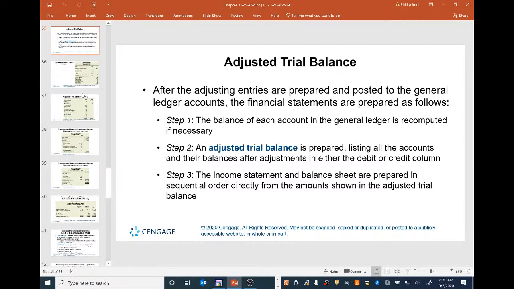So let's talk about the adjusted trial balance again. So once again, what is the trial balance?